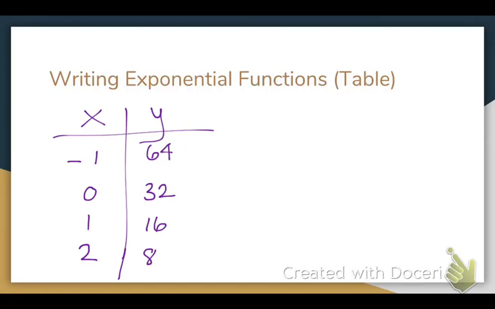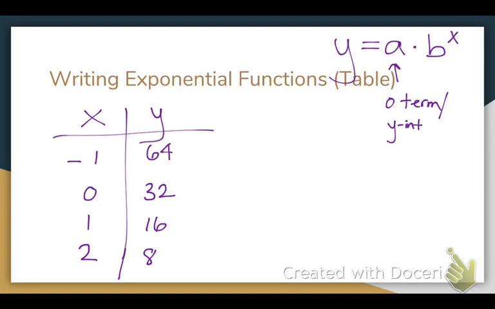You remember that one? Let me write it up here in the corner. Y equals a times b to the power of x. I think I said n. I meant x. What does the a represent? Yeah, the 0 term. Or, if we were looking at the graph, it would represent the y-intercept. What does the b represent? What you're multiplying by, your multiplier.